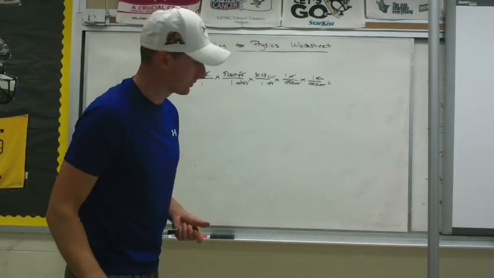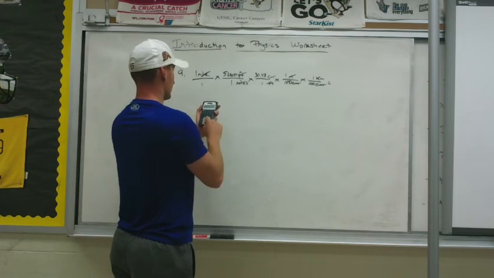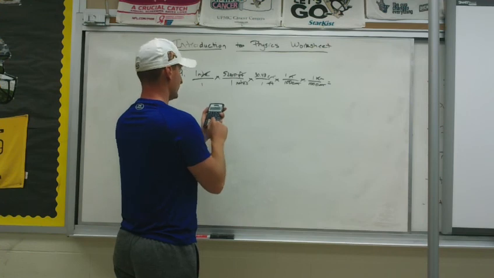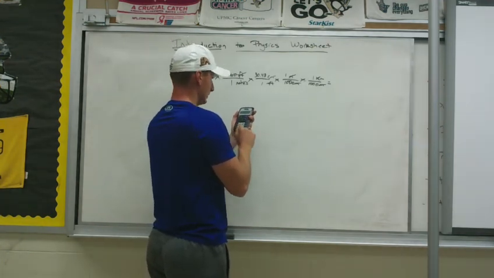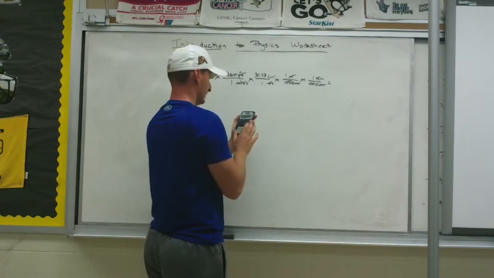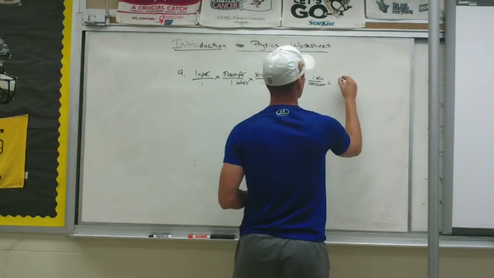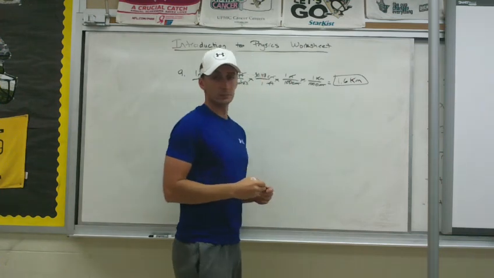So now all I'm going to do is do the math here. 1 times 5,280 times 30.48, divided by 100, divided by 1,000. You have 1.6 kilometers. There you go. That's it.